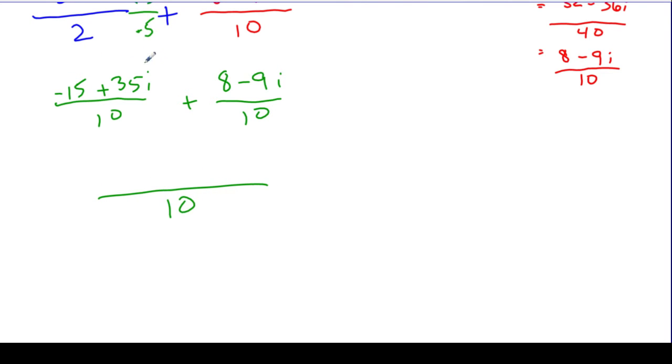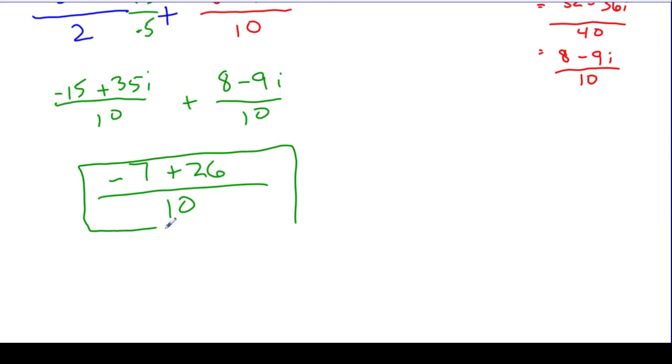-15 plus 8 is -7. 35 plus -9 is going to be positive 26. I'm going to look and make sure there's no common factor. 7 is prime, so I don't have to worry about that. Nothing is going to be in common. This is my final answer.